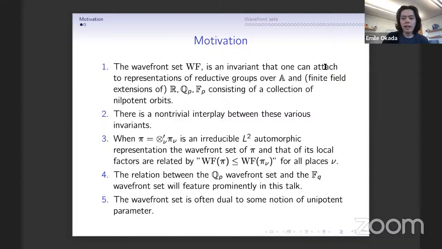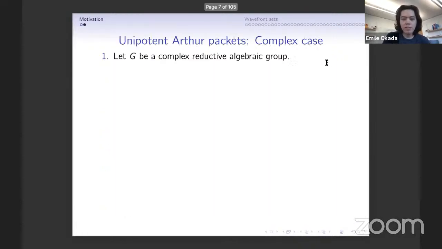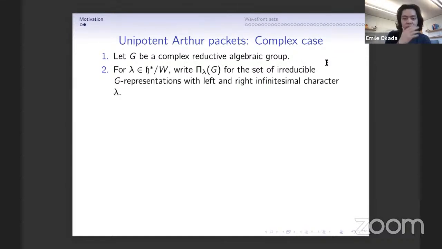And an example illustrating this, and an example which motivated a lot of the research of Dan, Lucas, and myself, was the example of unipotent Arthur packets in the complex case. These unipotent Arthur packets are expected to be the building blocks of the unitary representations. And what Barbasch and Vogan did in '85 was they defined these unipotent Arthur packets in terms of the Wavefront set. So let me briefly outline these results without going too much into the details of the notation.